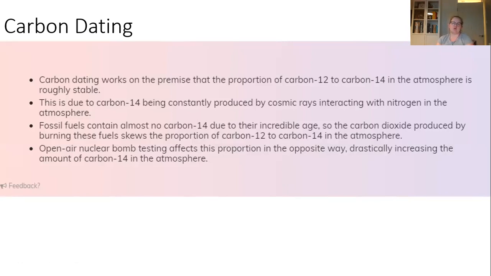It's working on that proportion of carbon 12 to carbon 14 in the atmosphere being stable. So there is an issue with carbon dating. We're assuming that the proportion of carbon 12 and the proportion of carbon 14 in the atmosphere are going to stay exactly the same. That is because we get carbon 14 from cosmic rays, and these cosmic rays interact with nitrogen in the atmosphere. So we've gone with, well, that's going to roughly stay the same. There's probably not going to be too much change, so this proportion of carbon 12 to carbon 14 in the atmosphere is going to stay the same.